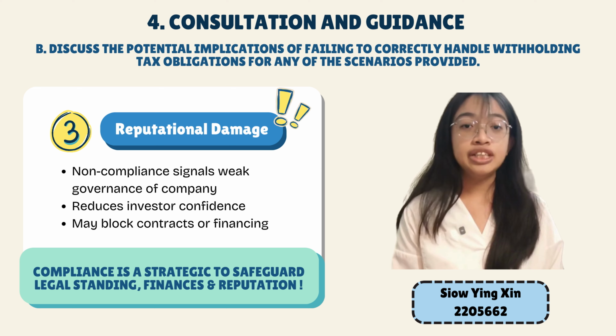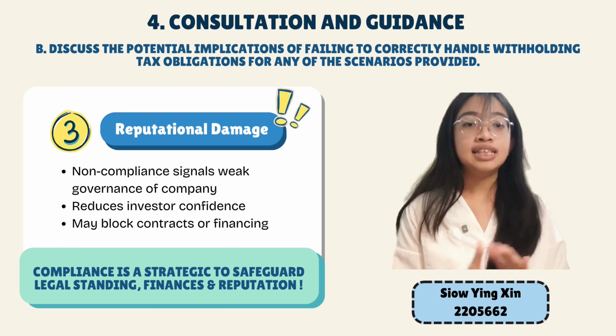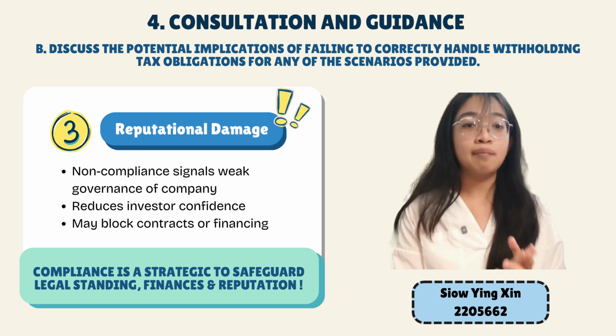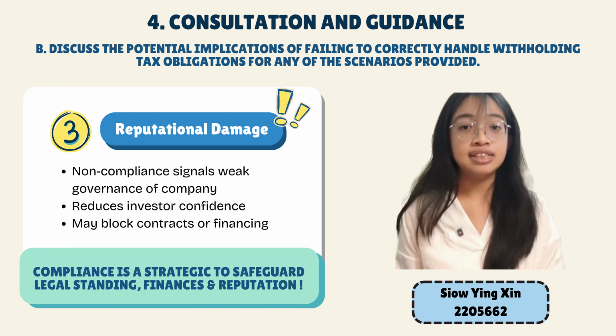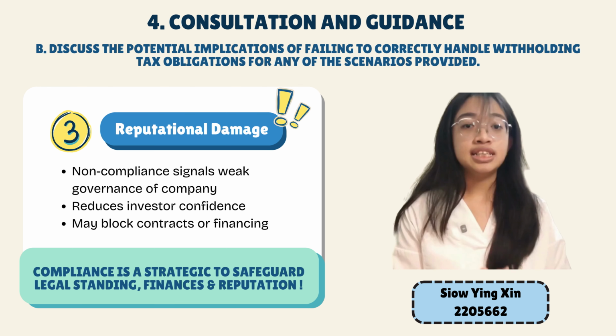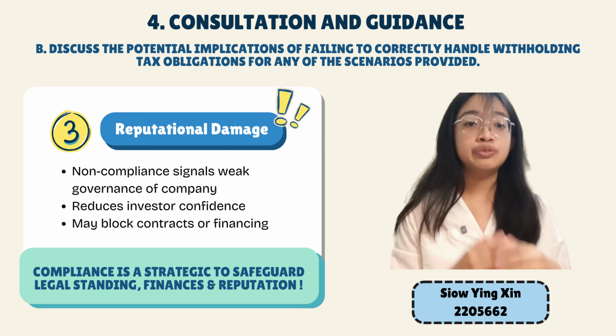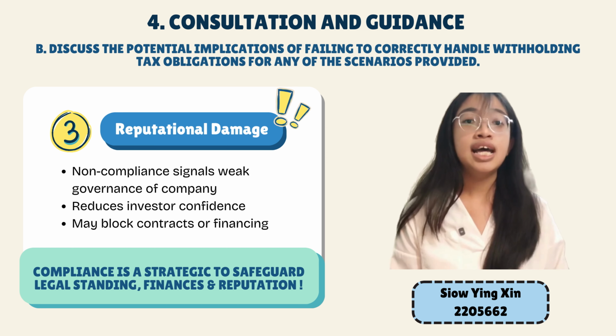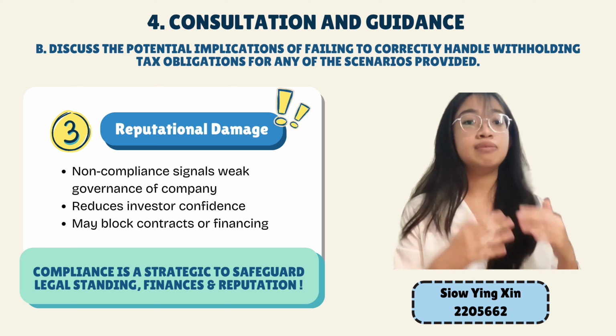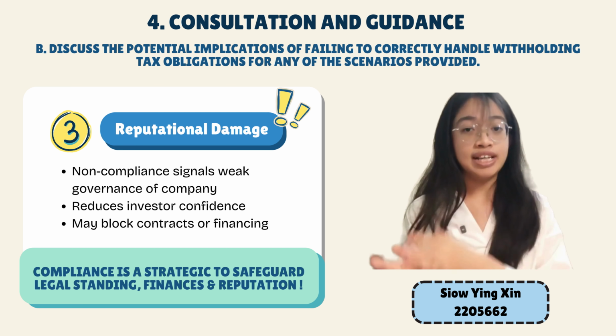Lastly, the reputational damage. Non-compliance signals weak governance of the company to regulators and investors. Tax governance is now central to reputation management. Weak governance could reduce investor confidence and even block ABC from securing contracts or financing.